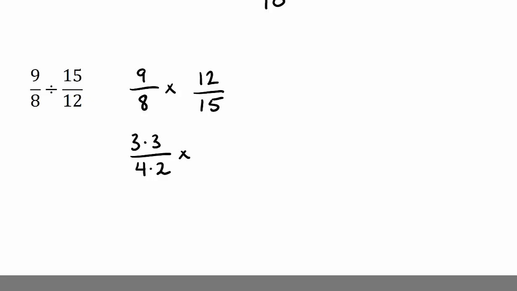The reason why I chose to write it as 4 times 2 is because I can take 12 and write that as 4 times 3. And then I can write 15 as 3 times 5. Now if I see a number in the numerator and denominator that are the same, they will divide to 1. So I can see that this 4 divides with this 4 to make a 1, and this 3 divides with this 3 to make a 1. I can then multiply my fractions. In the numerator, 3 times 3 times 2 times 1 is going to be 9. And in the denominator, 1 times 2 times 1 times 5 is 10.